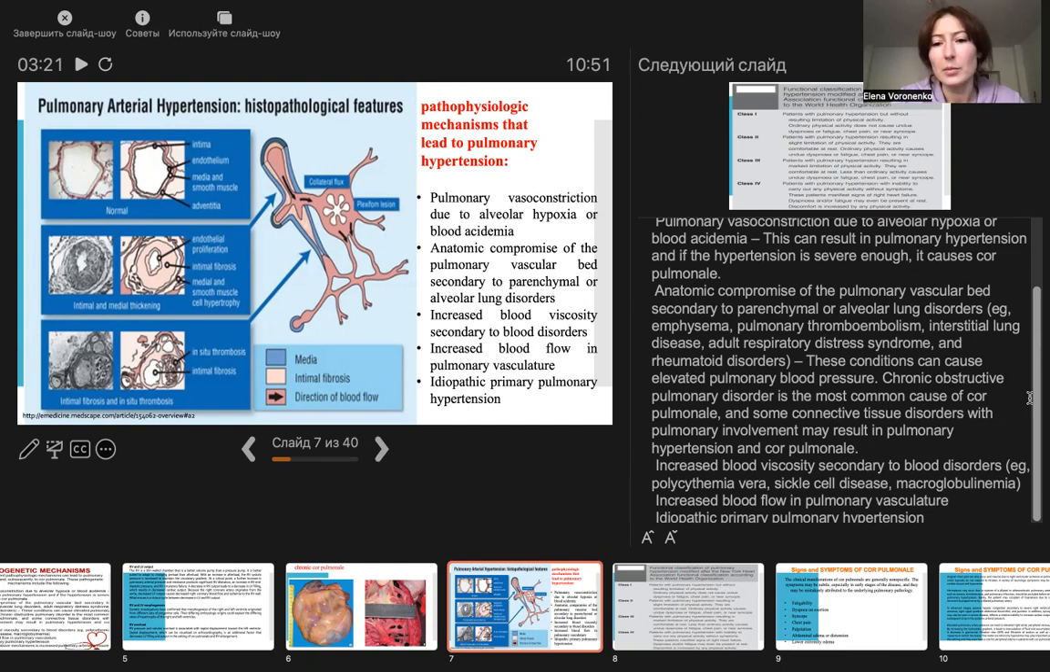Increased blood viscosity secondary to blood disorders, increased blood flow in pulmonary vasculature, idiopathic primary pulmonary hypertension.